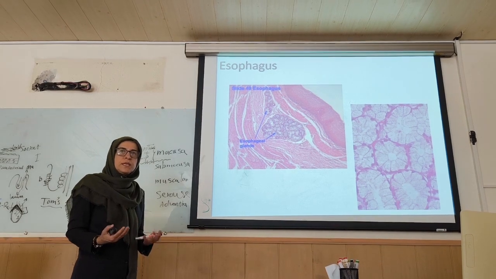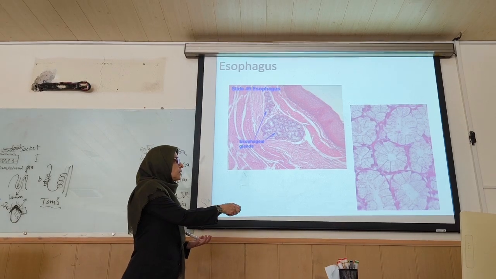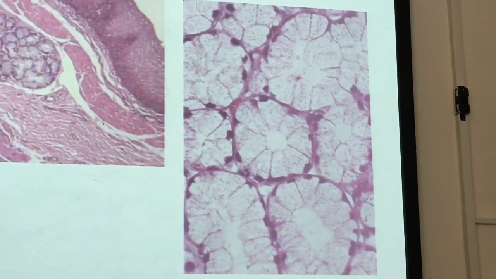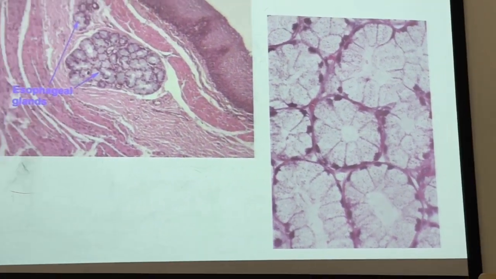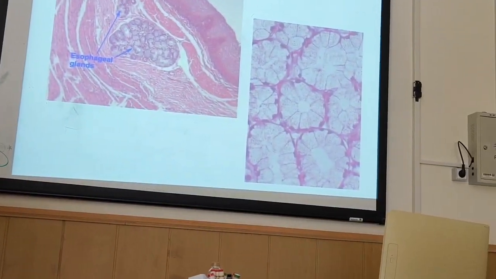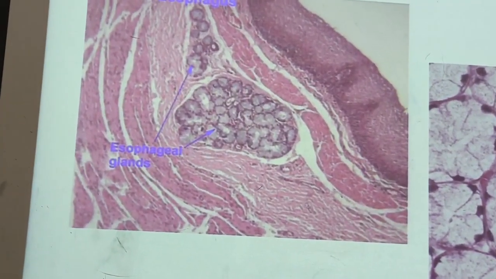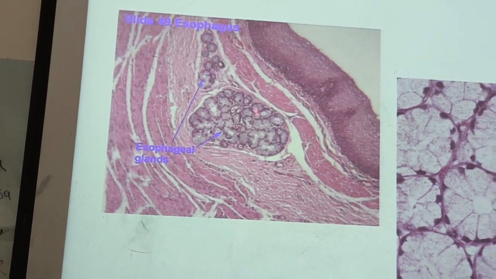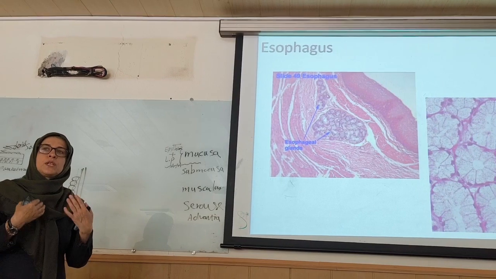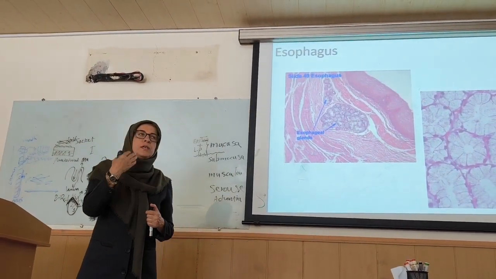The acinus is a group of cells. This structure is one acinus. Maybe 8, 10, 20 cells aggregate together and form a group of cells as an acinus. And a group of acini forms a gland. Esophageal glands produce mucus for lubrication of the mucosal layer of the esophagus for easy passing of the food.